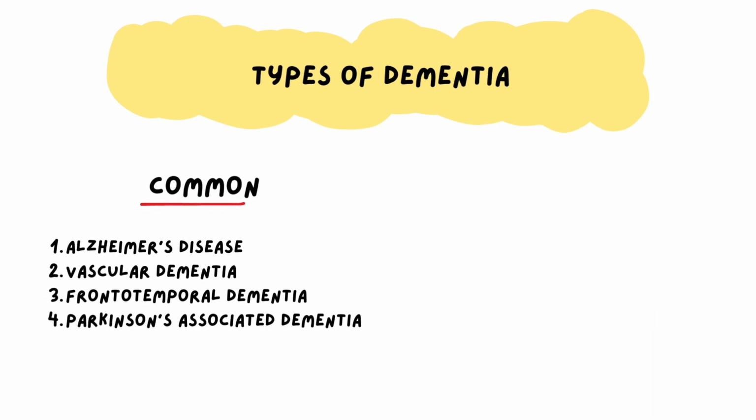There are many types of dementia syndromes. The most common are Alzheimer's disease, vascular dementia, frontotemporal dementia, and dementia syndromes associated with Parkinsonism, including Parkinson's disease dementia, dementia with Lewy bodies, multiple systems atrophy, and progressive supranuclear palsy.